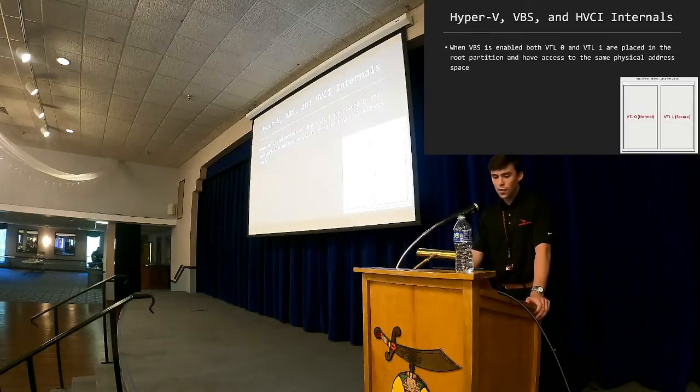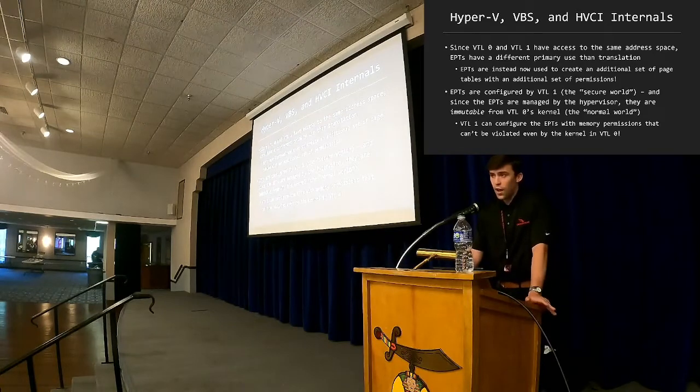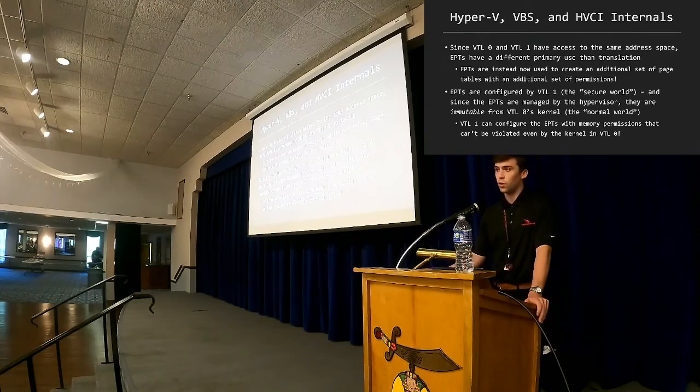So what happens is VTL 0 and VTL 1 are placed in the root partition. So there's no child partitions anymore. We place them in the root partition, so they technically have access to the same physical address space. And since they have access to the same physical address space, we don't really need to use the extended page tables for translation anymore. So HVCI abuses them for a different purpose, and that's to create an additional set of page tables with an immutable set of permissions.